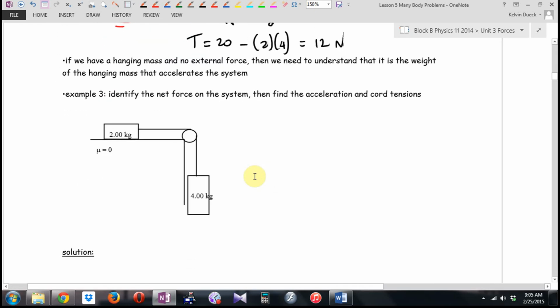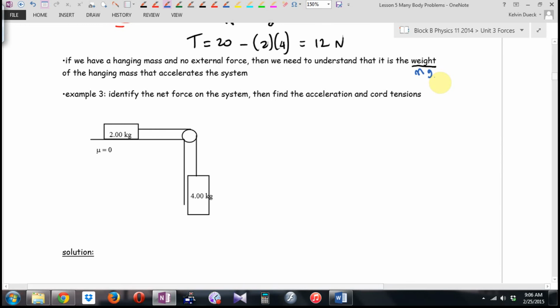So I wrote here, if we have a hanging mass and no other external force, then we need to understand that it's the weight. Hey, when I say weight, what does weight mean in physics? Boy, if you had a good physics teacher, he would have gone on a rant about that about 5 minutes before the lesson. When you see this, what does that mean? You said it, Amy. I saw you. mg, okay. It's the weight, it's the force of gravity that accelerates the system.